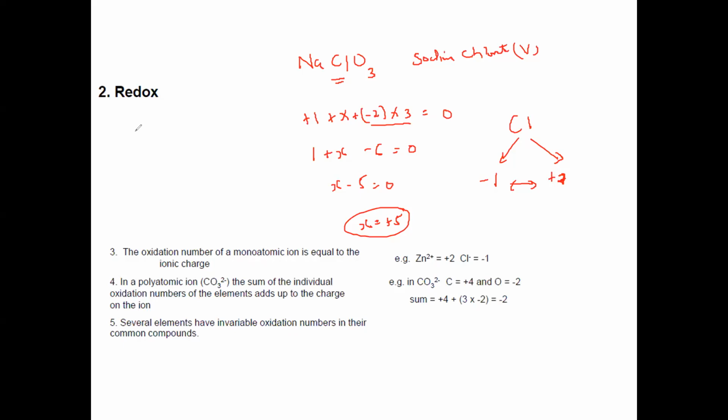In the same way, another example: if I say NaClO, what is the oxidation number of the chlorine in this compound? Sodium is +1, chlorine is unknown, X, and the common oxidation number of oxygen is -2. So X +1 -2 will make -1?, so X is equal to +1.